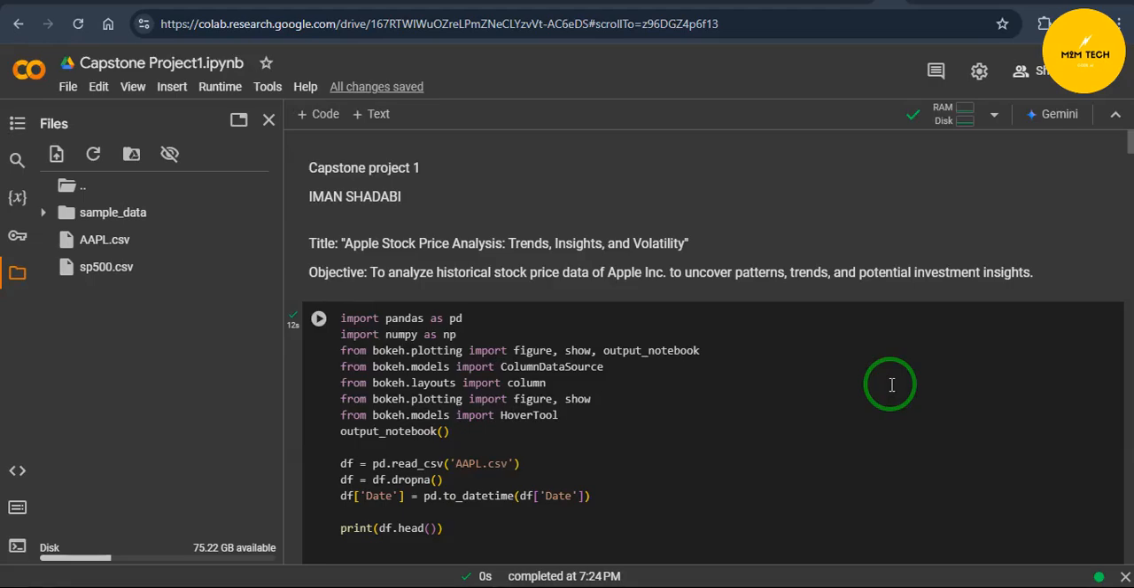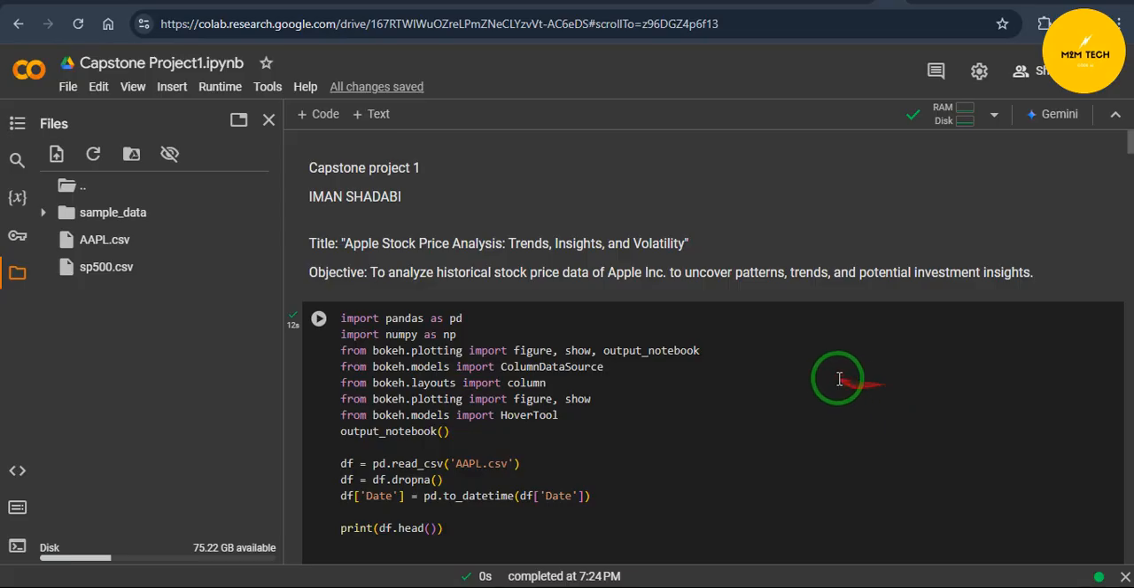My name is Iman Shadabi, and this is my first Capstone project titled Apple Stock Price Analysis: Trends, Insight, and Volatility. The goal of this project is to analyze historical stock data of Apple Inc. and uncover patterns, trends, and significant insight that can help investors and analysts understand market dynamics. I performed this analysis using Python and Bokeh for interactive visualization. This video will walk you through the key steps, visualizations, and findings.